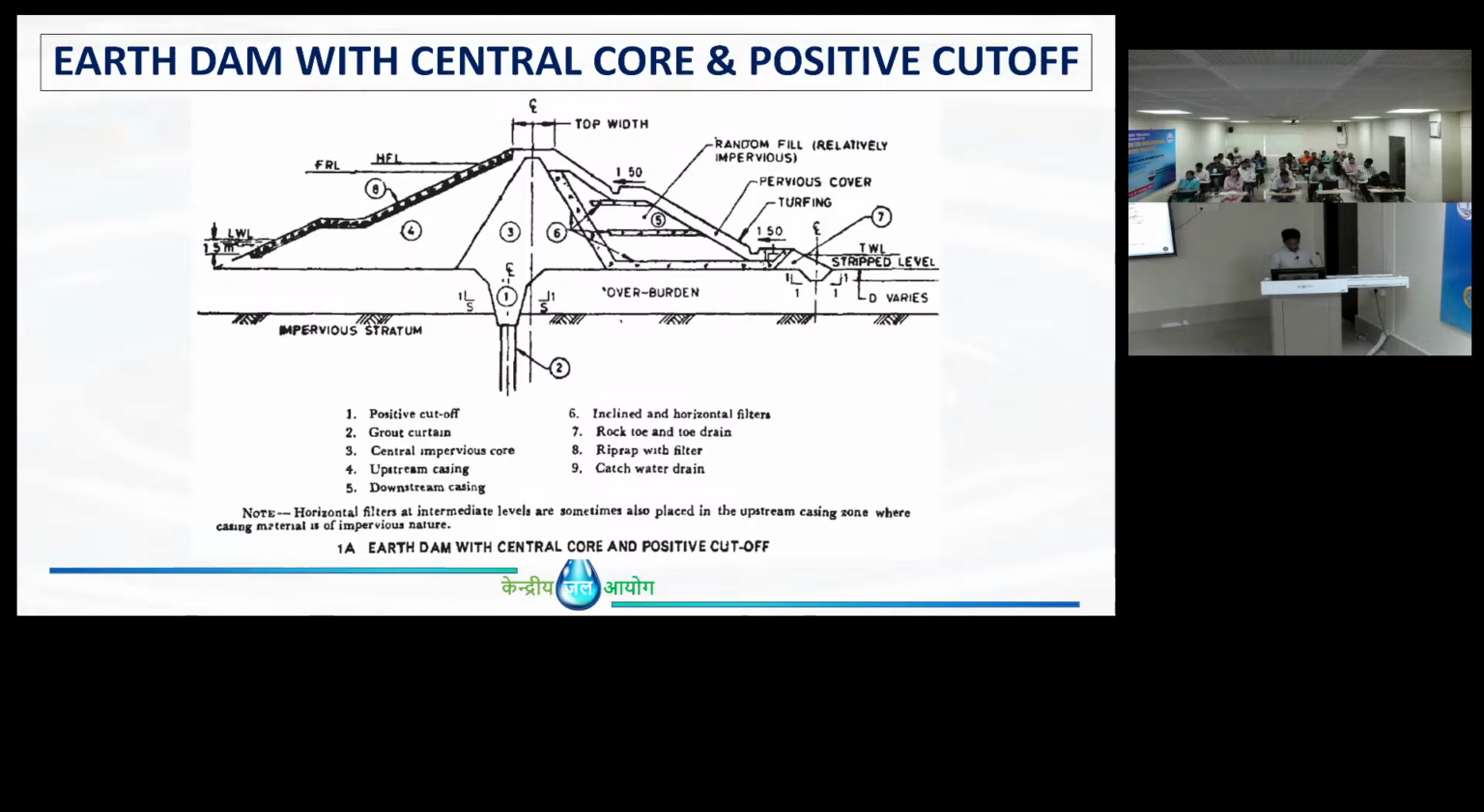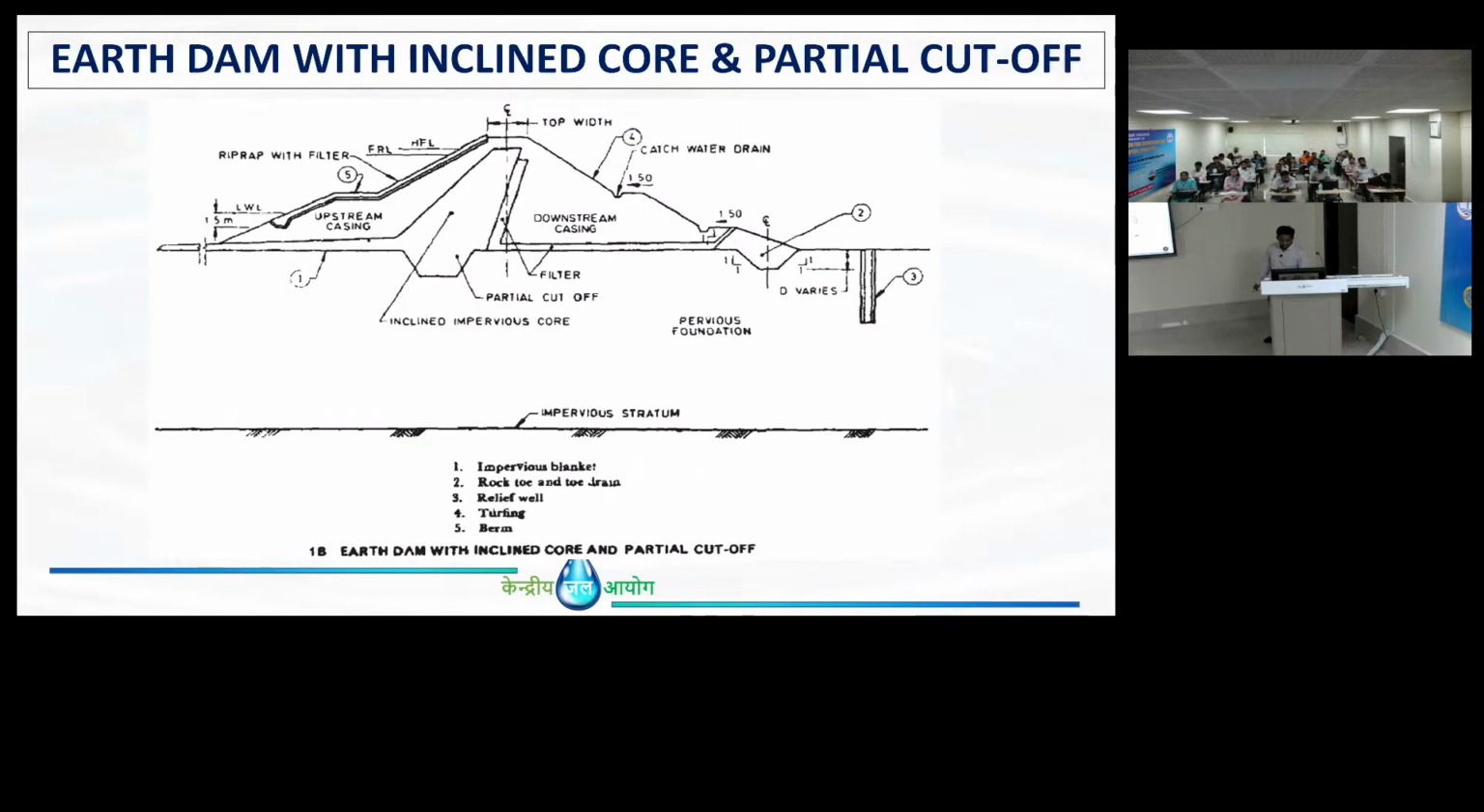differentiations between designs. You can see in this image, the impervious stratum is at a very high depth, so that is why you have extended this clay core or cutoff to the impervious stratum. This is called a positive cutoff, like you can see from the name. Whereas in the next one, the rock is at a much lower level, so you just extend this cutoff up to some depth, so partial cutoff.